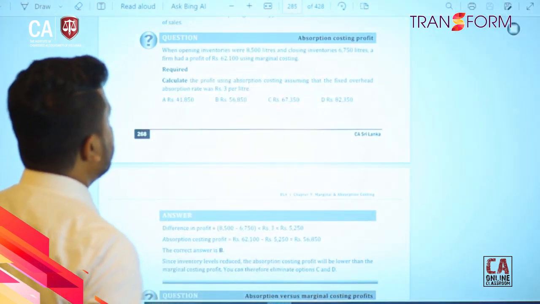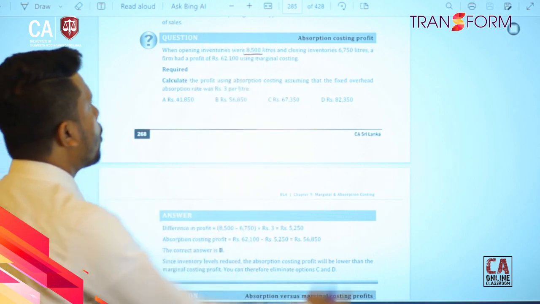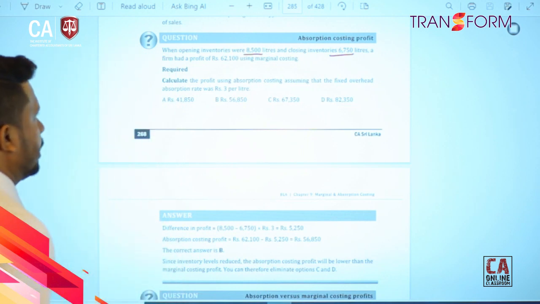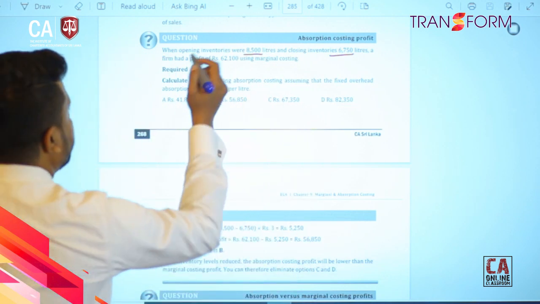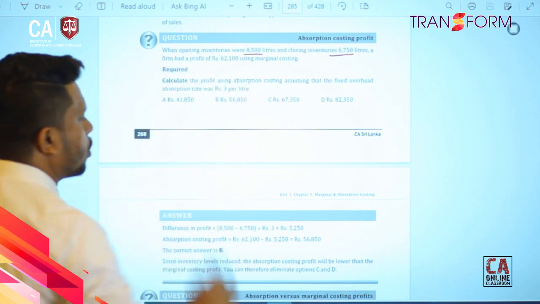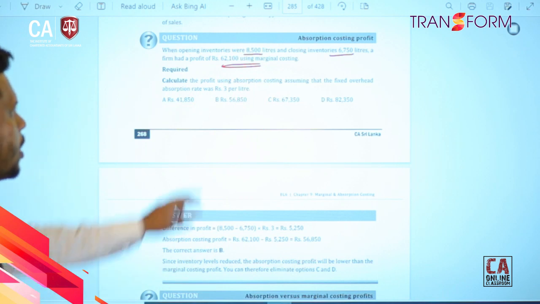When opening inventory were 8,500, yes, 8,500, this is your opening inventory. Then your closing inventory is 6,750. Then the profit is 62,100, this is the marginal cost profit.